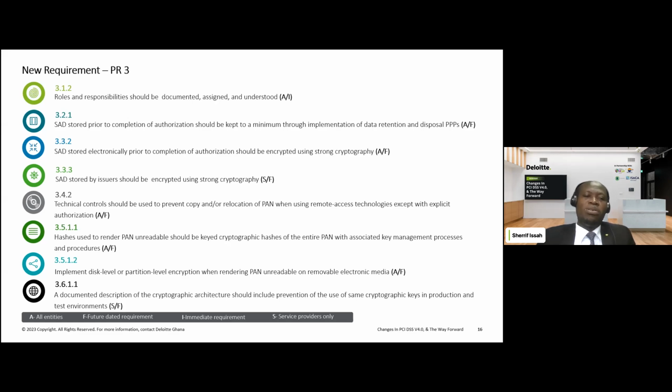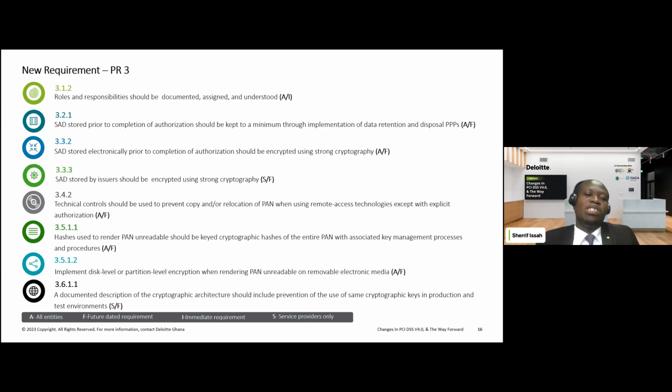Then section 3.3.2 talks about ensuring that the sensitive authentication data that is stored prior to completion of authorization is encrypted using strong cryptography. In fact, PCI DSS only permits issuers to store sensitive authentication data. And issuers that store SAD are supposed to ensure that it is managed with strong encryption. So section 3.3.3 also says that SAD stored by issuers should be encrypted using strong cryptography.